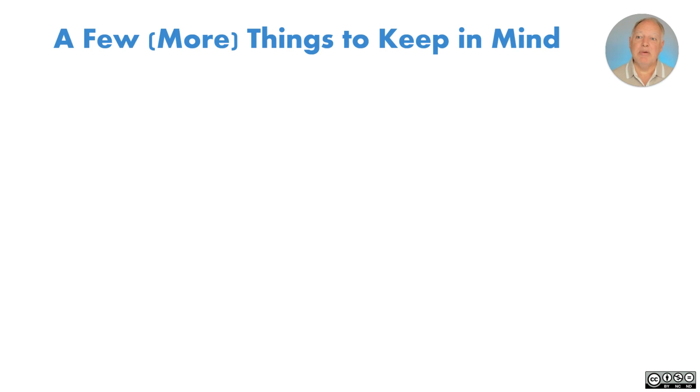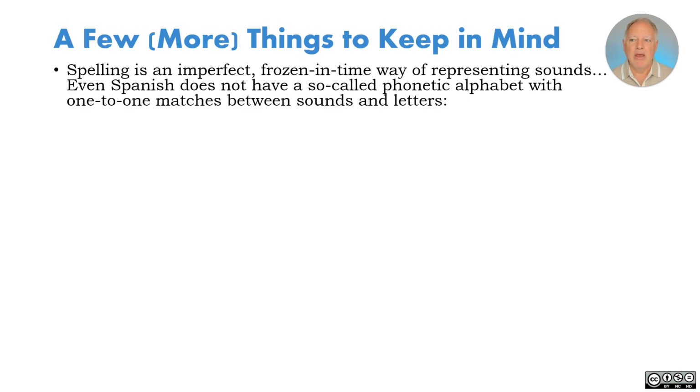Now, just a few more things to keep in mind as we go forward in this series. Let's talk a little bit about spelling, because I mentioned that I would be using letters, spelling, as a starting point. You've got to understand that spelling is an imperfect, frozen-in-time way of representing the sounds of a language. So even Spanish doesn't have a so-called phonetic alphabet where you would have a one-to-one match between sounds and letters. For example, there are several silent letters or unexpected spellings in Spanish. The letter H is always silent. So we have some examples such as humo, haber, H, right?